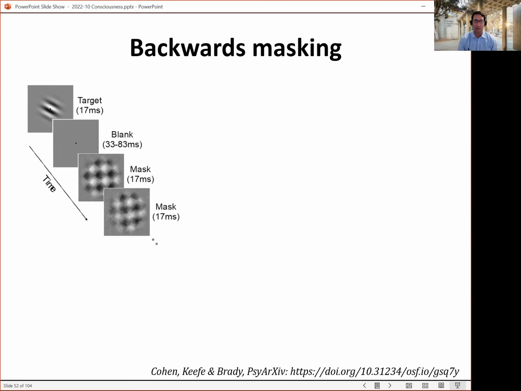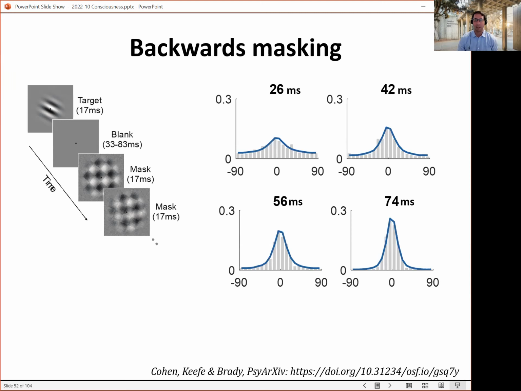Okay, so the first task I'll show you is one we ran ourselves. This is backward masking, exactly like what I showed you. We presented the target for 17 milliseconds and then had varying amounts of blank afterwards, varying amounts of time to process it before the mask appeared. And what we find looks something like this. So when there's a 74 millisecond blank, people are very accurate. They can see the target very well, and the TCC model fits that data very well.